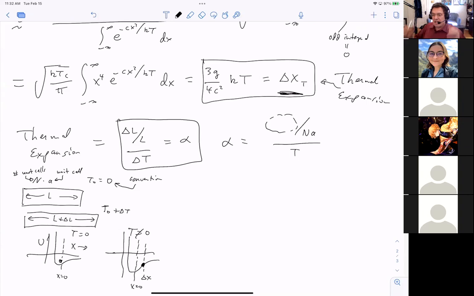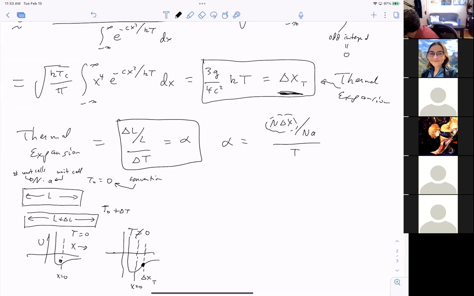And delta X is proportional to T. Yeah, that's exactly right, that's delta X of T. And that's the expansion of every unit cell. So every unit cell has expanded by delta X. They make a little sound when they do. And so every unit cell expands a little bit. So I'm asking you now, what is the total expansion, the total delta L of the entire material? N times delta X. Yes, very good. So that's N delta X.